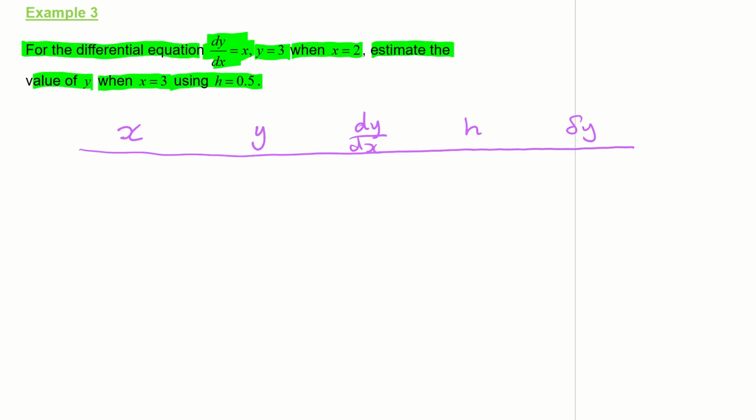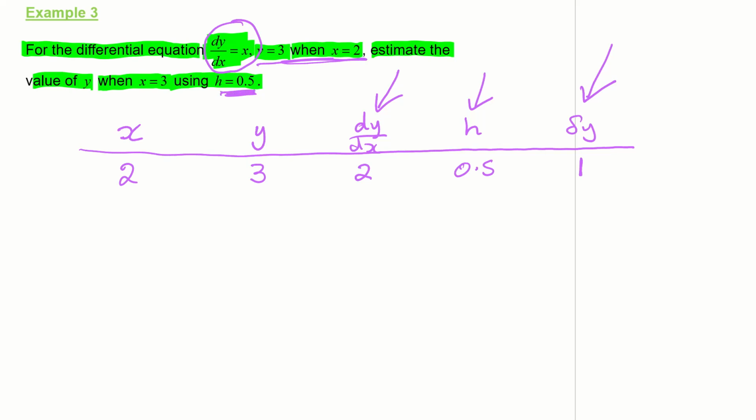So for our first step, we'll start with the values we were given. x is 2, y is 3. Since dy/dx is x, that means dy/dx would be 2. h is the step length, which we're told is 0.5. And as we saw in the introduction, delta y is what you get when you multiply dy/dx and h. So 2 times 0.5 is 1.